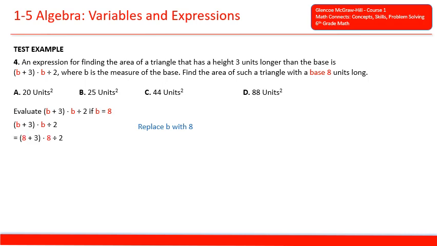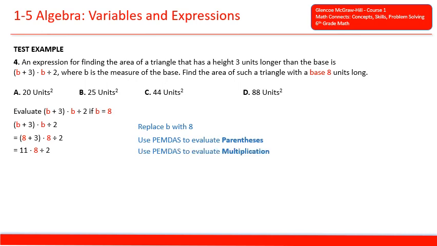So if we put 8 in for the first b, we get 8 plus 3 inside the parentheses. And then if we put in 8 for the second b, we get 8 divided by 2. Now we're going to use PEMDAS to evaluate. We're going to do parentheses first. So 8 plus 3 is 11 times 8 divided by 2.